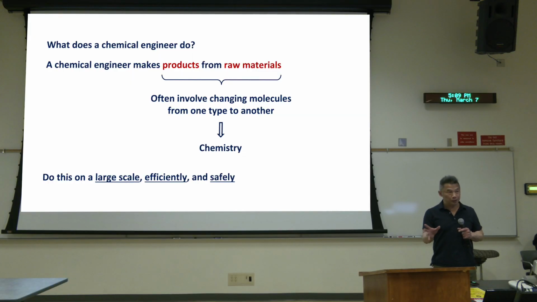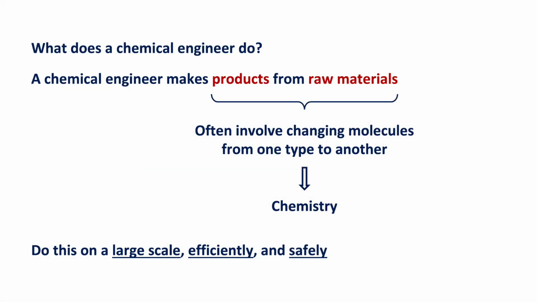But scaling up is not easy at all. That is not something that a chemist is trained to do. They would not even want to attempt it. So we want to do this scale up on a large scale. We also want to do it efficiently, okay? Because after all, there's a bottom line, making profit. But the most important thing is we have to do it safely.